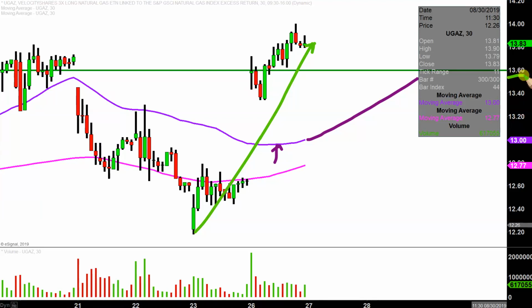Again, staying above 13.60 would be great, but from the grand scheme of it all, as long as the price is above that purple line, the bulls 100% own the chart.